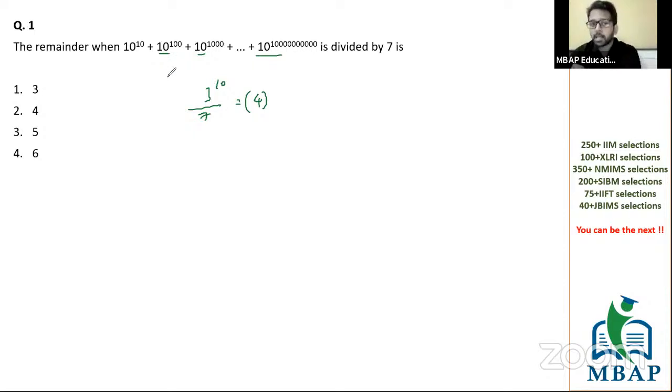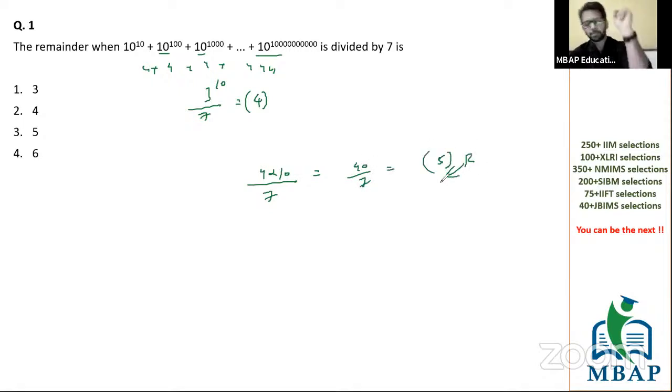So the same remainder will come up from here, here, here, here, here. So how many times am I getting 4 as a remainder? I'm getting 4, 10 times. So my final remainder would be 4 into 10 divided by 7, 40 divided by 7, 35 plus 5. The remainder finally, which we are arriving at here, would be answer option C, which is 5.